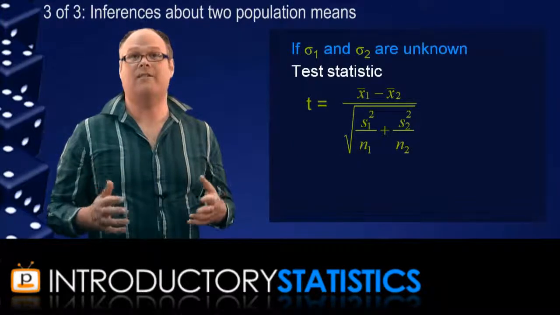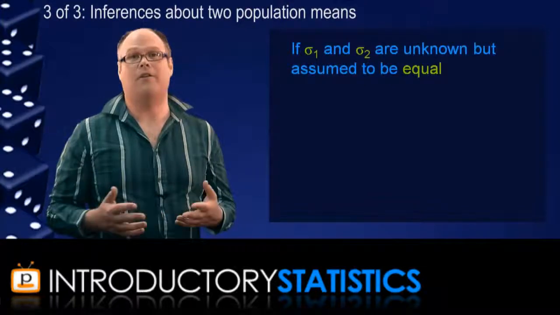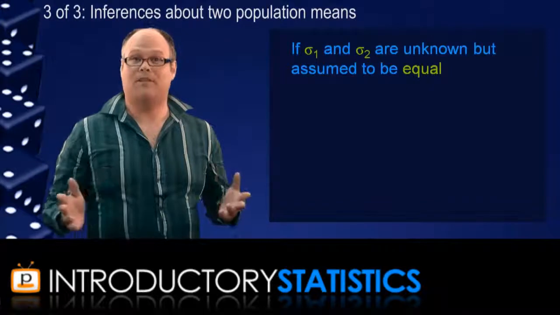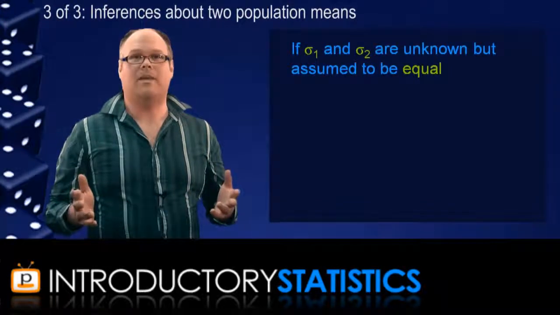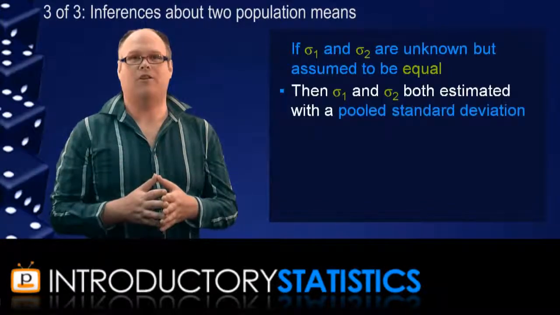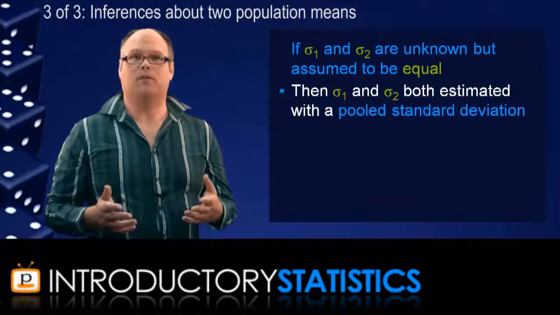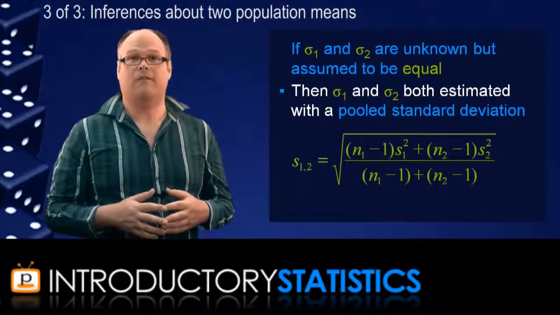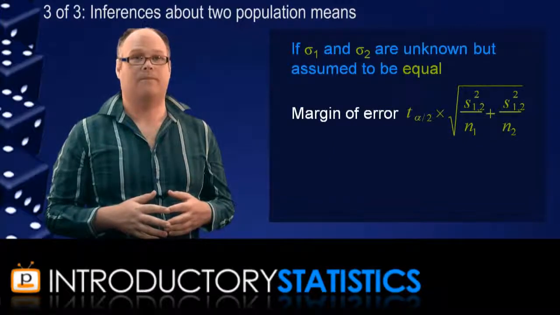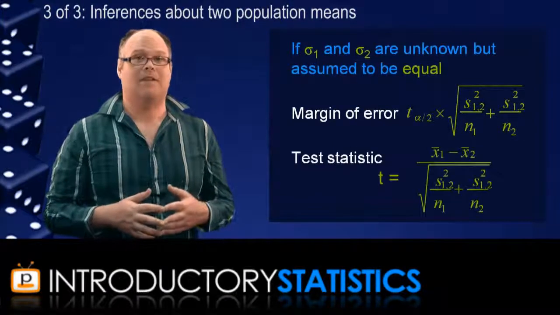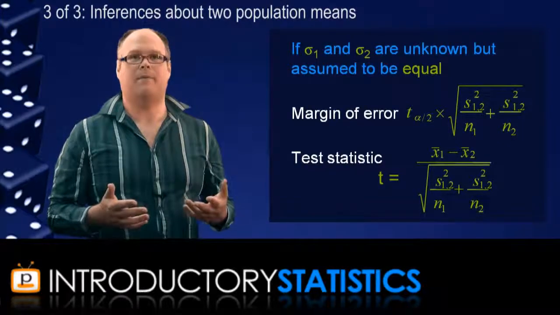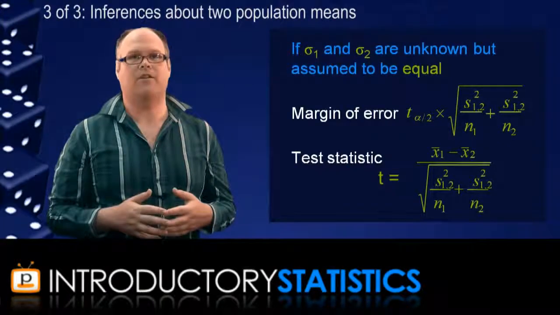Finally, the third case, if we do assume that the two unknown standard deviations are equal, then instead of estimating them with separate sample standard deviations, we estimate them with the same pooled standard deviation. The formula for the pooled sample standard deviation is given here. So here is the margin of error for the confidence interval in this case. And here is the test statistic. The main difference is that we use the pooled standard deviation to estimate the sigmas, not separate sample standard deviations.